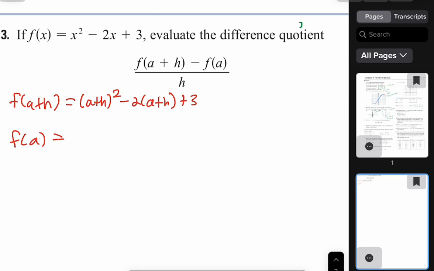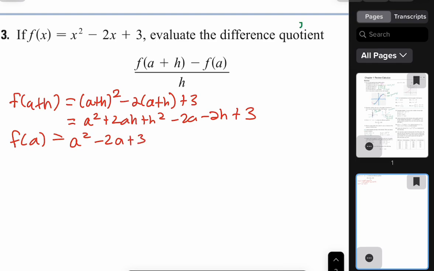Now, I expect, because we want to complete the difference quotient by dividing off the H, you have to multiply all that junk out. So we get A squared plus 2AH plus H squared minus 2A minus 2H plus 3. There are no like terms. It is what it is. And then if we plug in A, that's just an easy A squared minus 2A plus 3. Replace your X's with your A's.